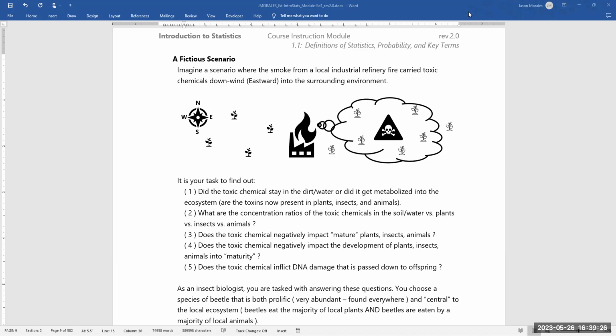Three, does the toxic chemical negatively impact mature plants, insects, and animals? Four, does the toxic chemical negatively impact the development of plants, insects, and animals into maturity? And five, does the toxic chemical inflict DNA damage that is passed down to offspring?